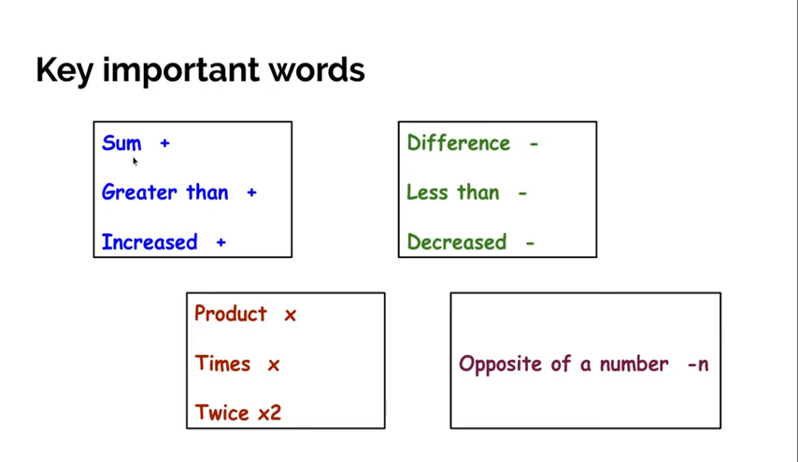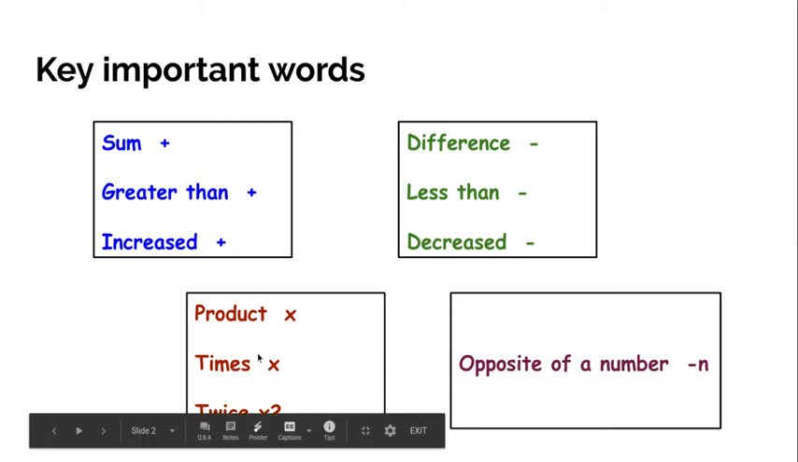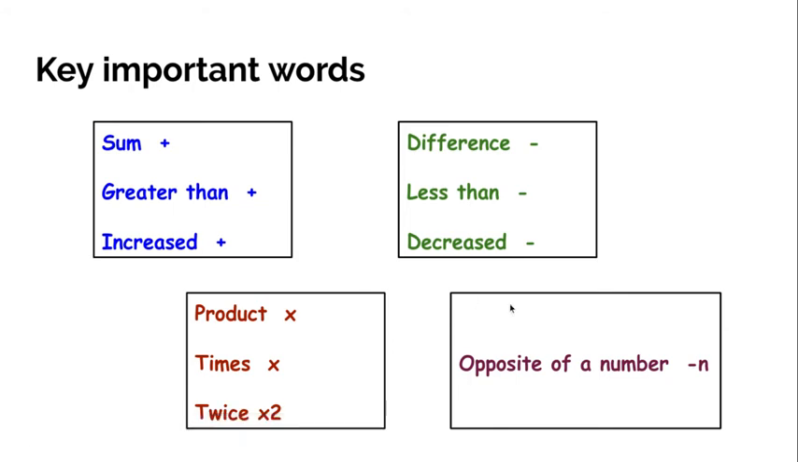Whenever we have sum, we're going to put a plus, or greater than also is plus, or whenever they say that a number is increased by another number is also plus. Then we have these other three words, difference, less than, and decreased, and these all represent minus because we are subtracting. Then they also give us the word product, which we know is the result of multiplication, or they can say something with times, or they can say something like twice or three times or four times.